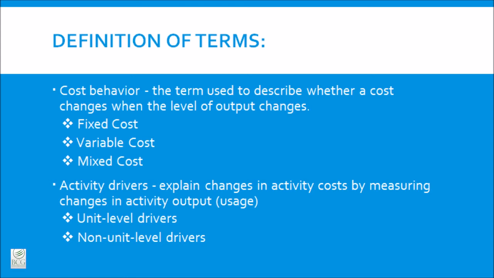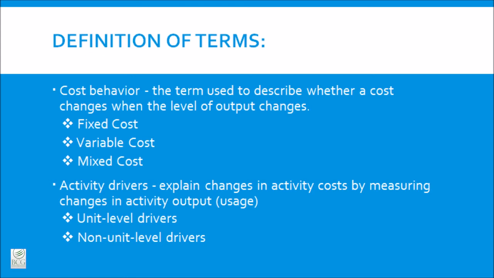Now the variable cost is a cost that changes relatively with the output changes. It just follows the behavior of the output changes. So if the output production increases, the variable cost will increase as well. Now for the mixed cost, it has a component of fixed cost and variable cost, which will be discussed thoroughly in the succeeding discussion.